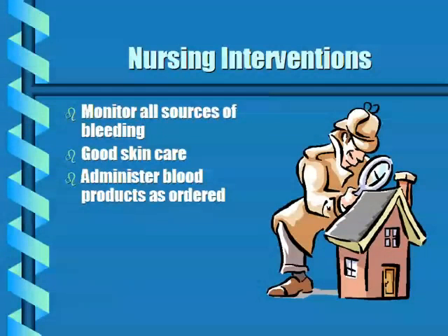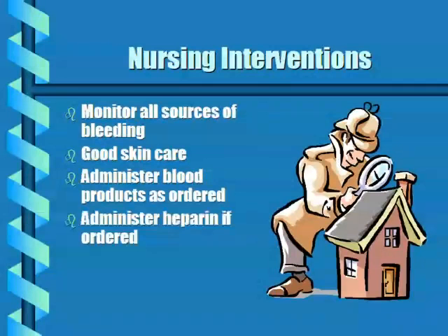Administer blood products as ordered. Usually cryoprecipitate can be given to replace the fibrinogen and factors 5 and 7. Fresh frozen plasma is administered to replace other coagulation factors. Be familiar with how to administer these. Fresh frozen plasma needs to be thawed and usually takes about an hour to thaw. Closely assess their labs.